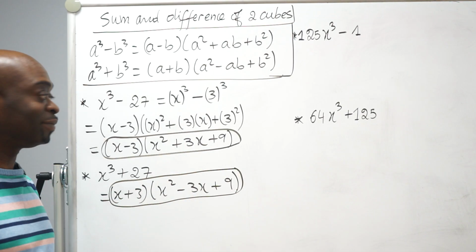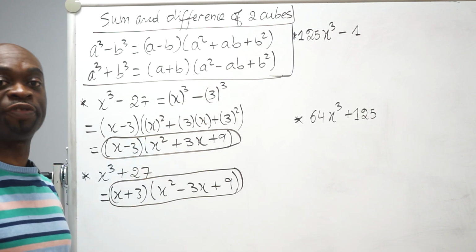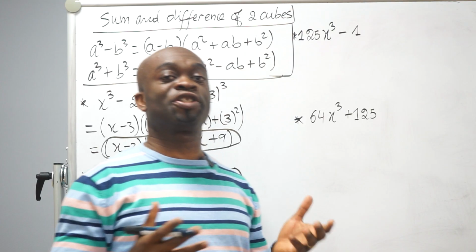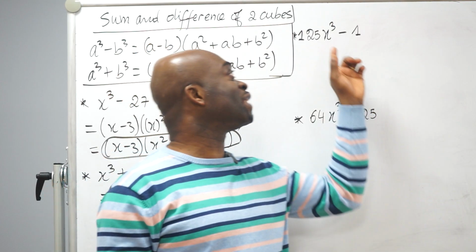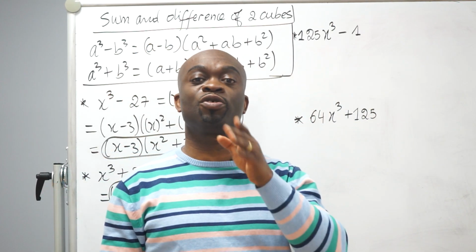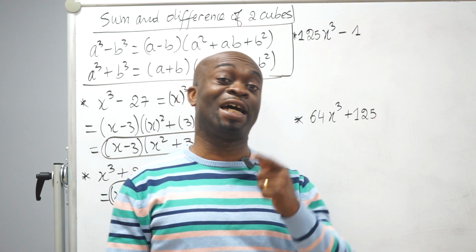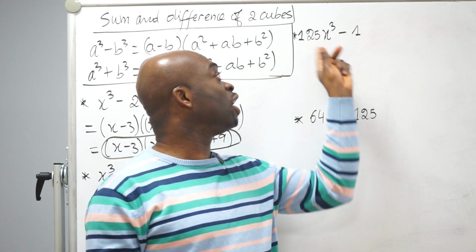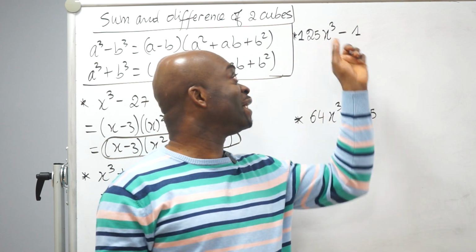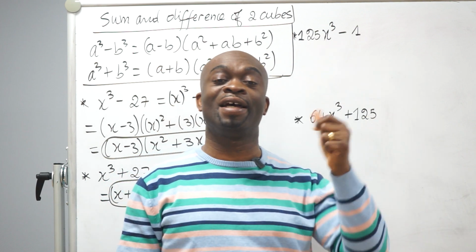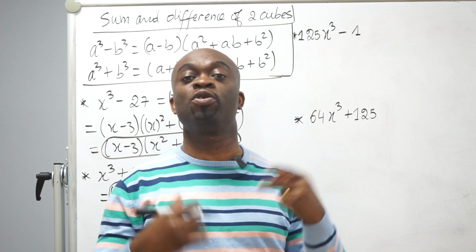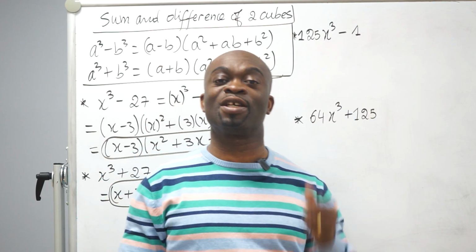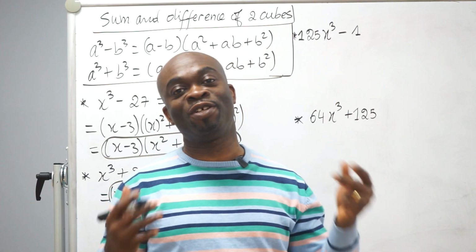You are done. All right? So now let's go to the third question here. 125x to the third power minus 1. So the same thing here is, what's the number that will multiply itself 3 times to give you 125? And that number is going to be 5 because 5 times 5 times 5 will give you 125. And then x to the third power, because x times x times x gives you x to the third power. What about 1? It's going to give you 1 because 1 times 1 times 1 is 1.